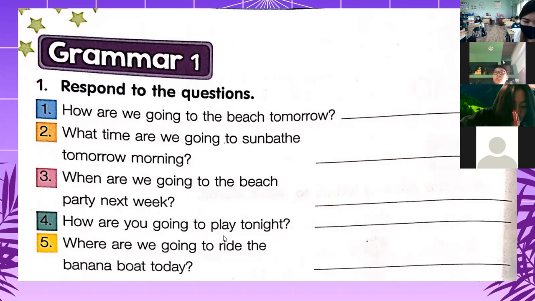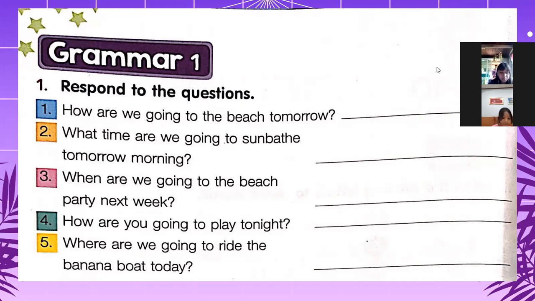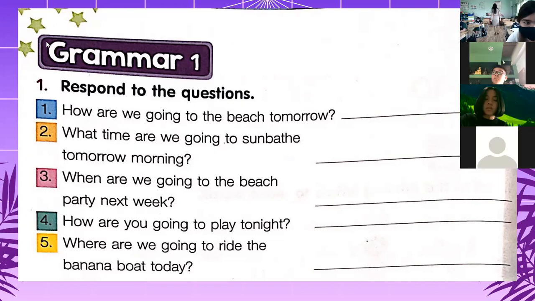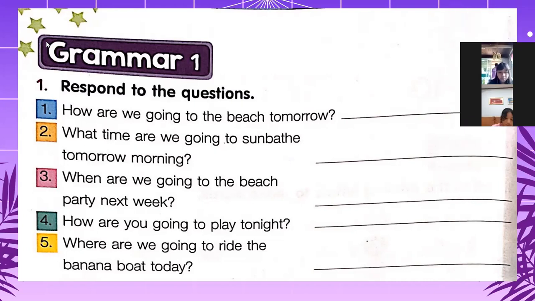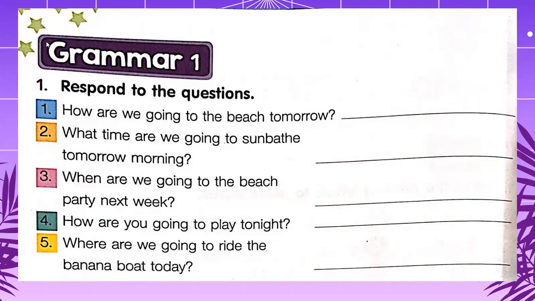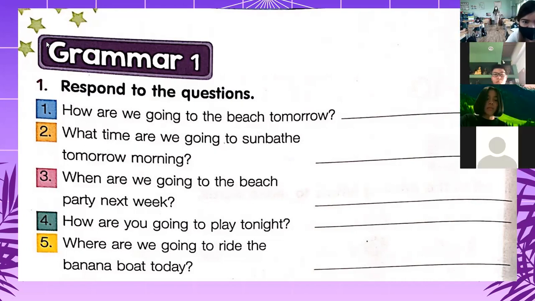Okay, so next, number four. So you look at number four. How are you going to play? So it says, how are you going to play tonight? So you're going to play by what? By the phone, or you're going to play on live or in actual.